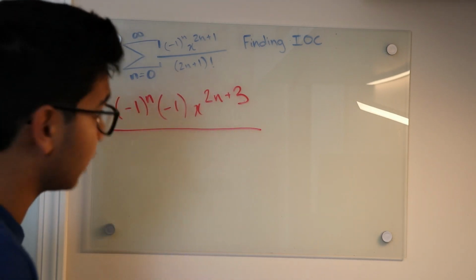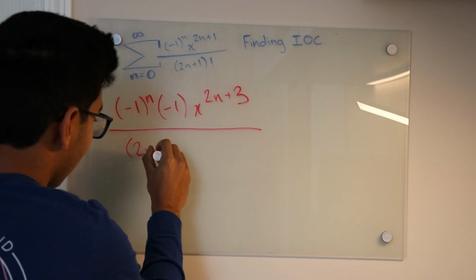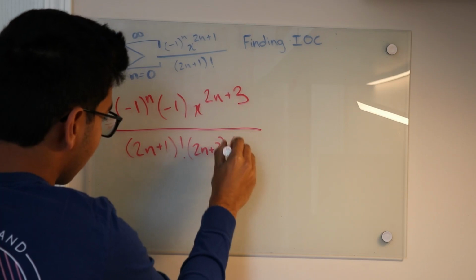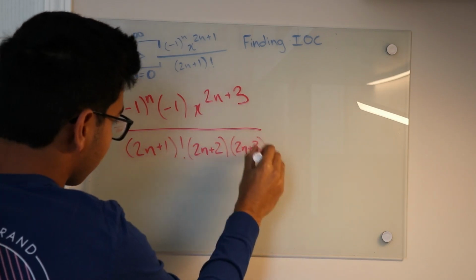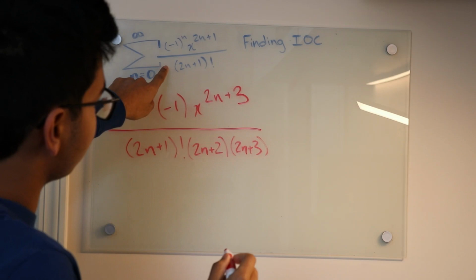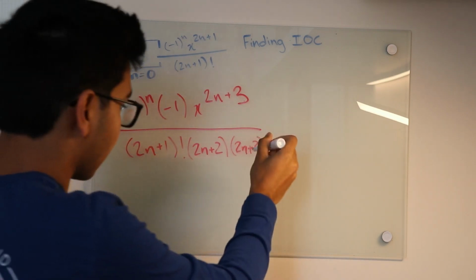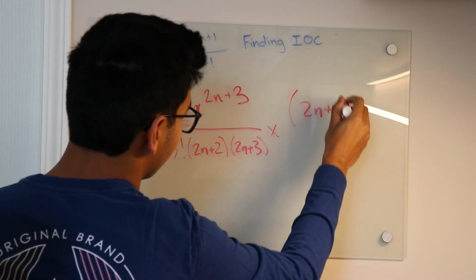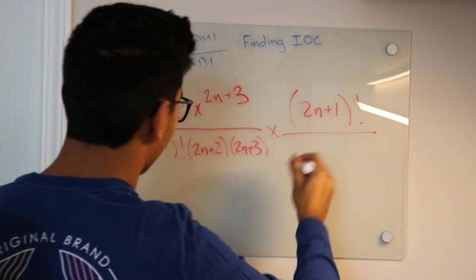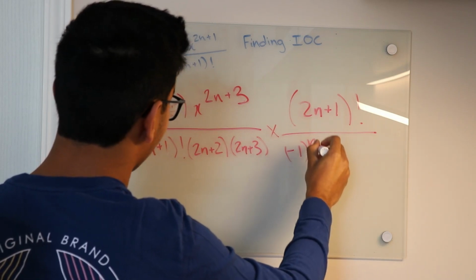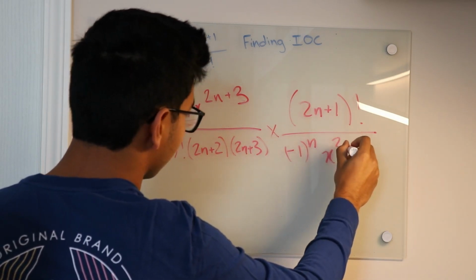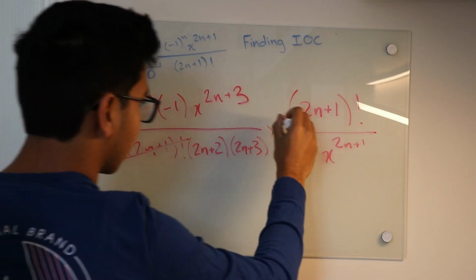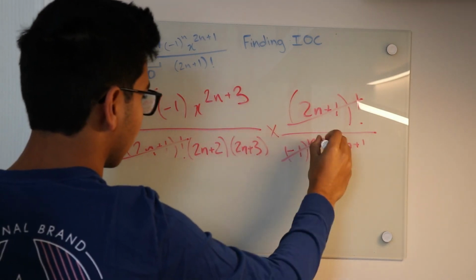But what I find to be easier is just writing 2n plus 1 factorial times 2n plus 2 times 2n plus 3, and then you must divide by this term, which is equivalent to multiplying by the reciprocal, so let's do that. So you must multiply times 2n plus 1 factorial over minus 1 to the n times x to the power 2n plus 1. Now we can see that a bunch of these terms are going to cancel out, like this and this and this and this.